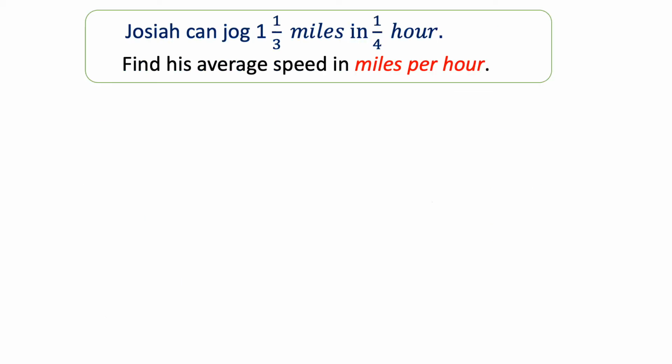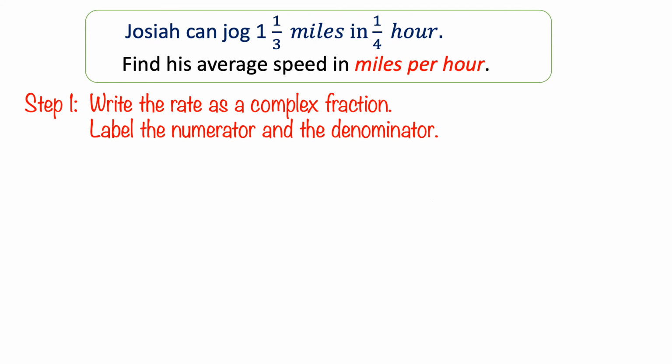This word problem can be used to solve for a unit rate. Josiah can jog 1 1/3 miles in 1/4 hour. Find his average speed in miles per hour. The first step is to write this rate as a complex fraction. We're going to label the numerator and the denominator in miles per hour. 1 1/3 miles per 1/4 hour.